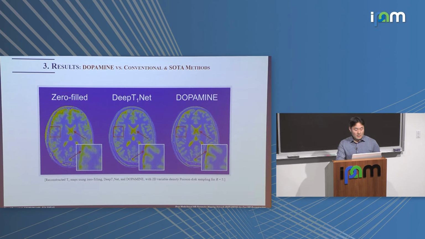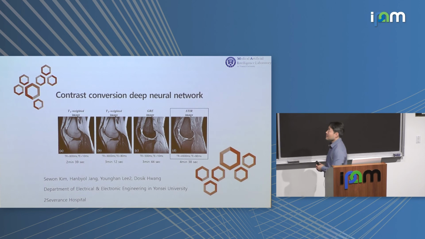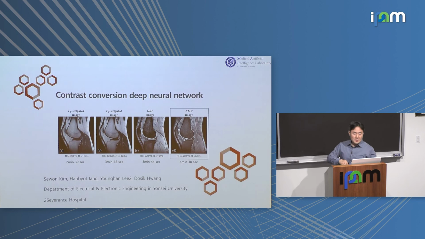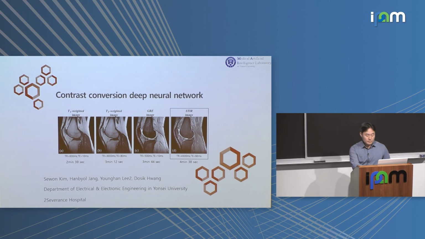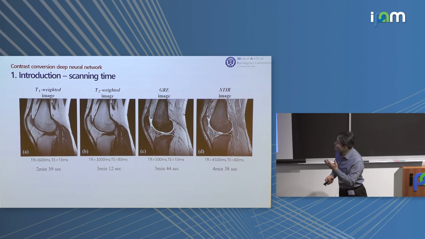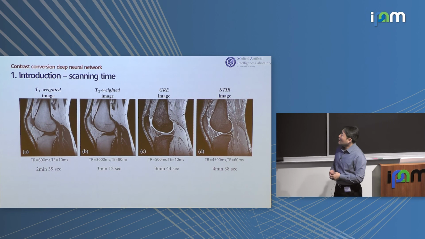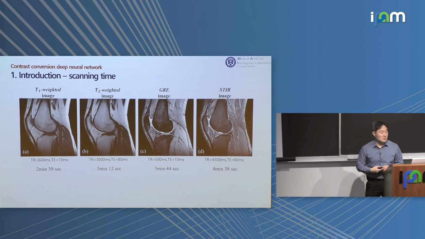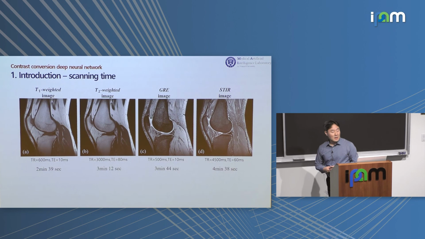I have 5 more minutes, and I will spend that just introducing the concept of contrast conversion. This is a slightly different approach to accelerate MR imaging. When you go through MR scanning, the doctors prescribe a certain set of protocols to acquire very different contrast images. For example, T1 weighted image, T2 weighted image, gradient recalled image, and also a fat suppressed version of the image, which is called the STIR image. All these 4 sets of data are routinely acquired for the radiologist to make a right diagnosis.